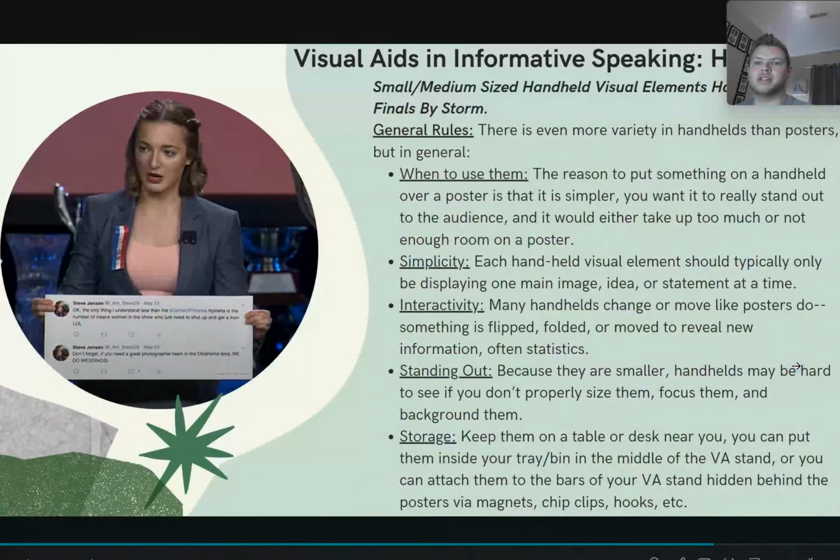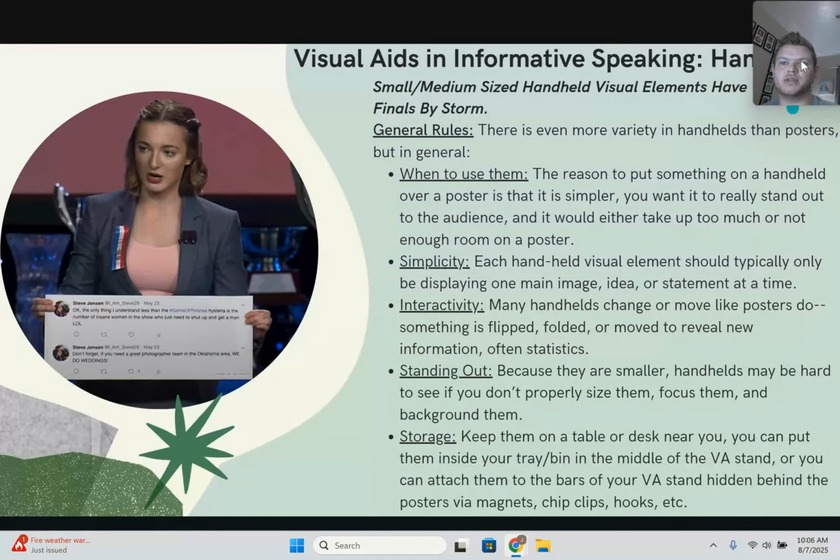So next up, we're going to talk about the second most common type of poster element in informative speaking, which are handheld posters. Now, handheld posters are a little bit more open and creative to what people can do with them, because you're not limited by the same shapes and sizes, and you don't have to keep them displayed on your board because they're only going to be shown for a little bit as you're holding them. But they are typically smaller or medium-sized posters, and you can make them using the same materials that you would use to make your regular posters for your visual aid stands.